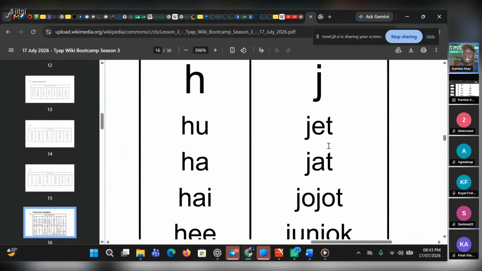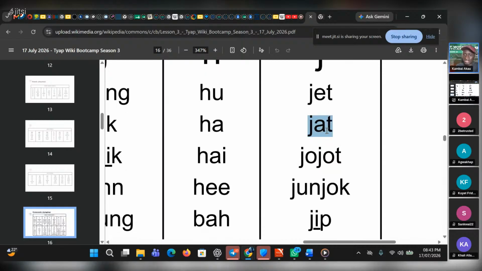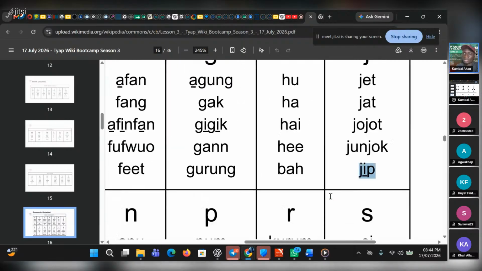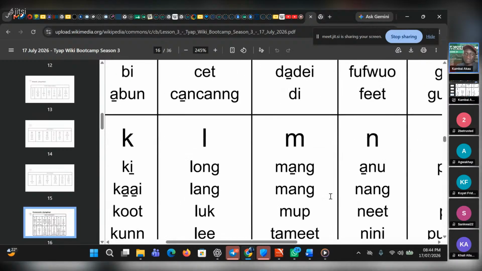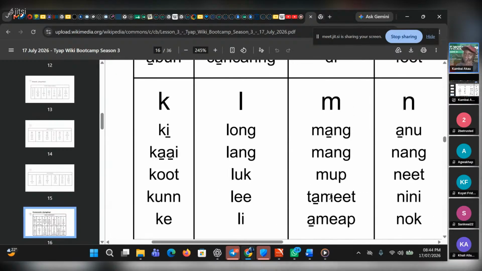Okay, and then we have the ja sound. Under the ja sound we have jet, which is cricket. We have jat, which is purpose or reason, and you have jot jot. This one is something that's watery. And then we have junjok. Junjok is being. And then we have jip. Jip can mean to throw away something. Jip can also mean a quail or something. And then we have other meanings as well.